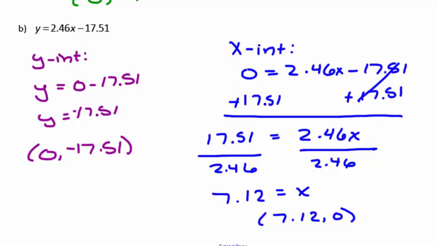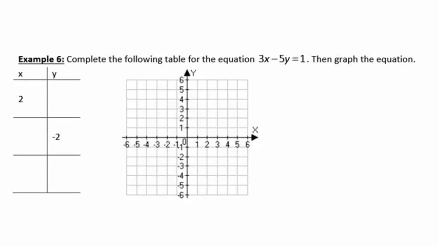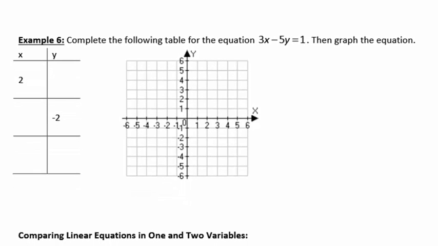Let's check out the next page. In example 6, we want to finish the following table for the equation and then graph the equation. So in our table, we want to plug in a value of 2 for x, plug in a value of negative 2 for y, and then we get to choose our own ordered pair for the third one. So let's do some of those calculations over here.